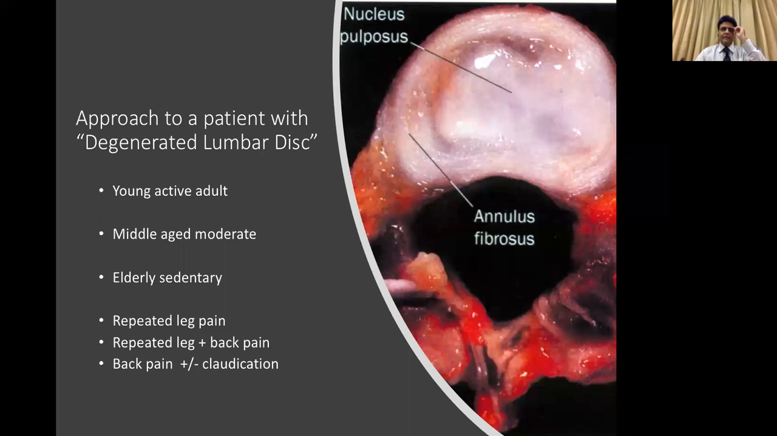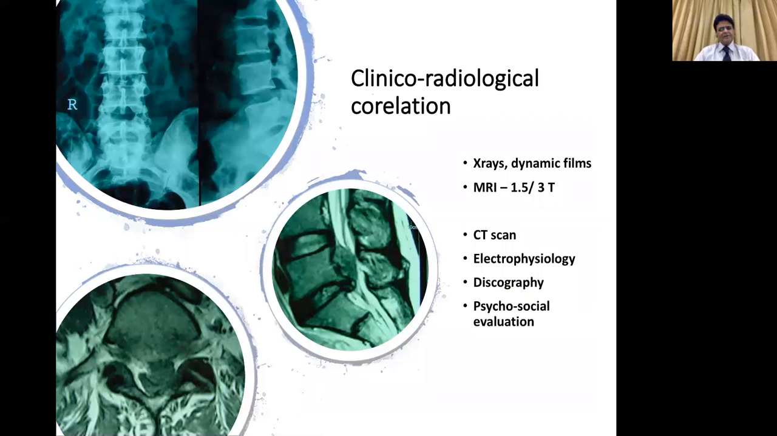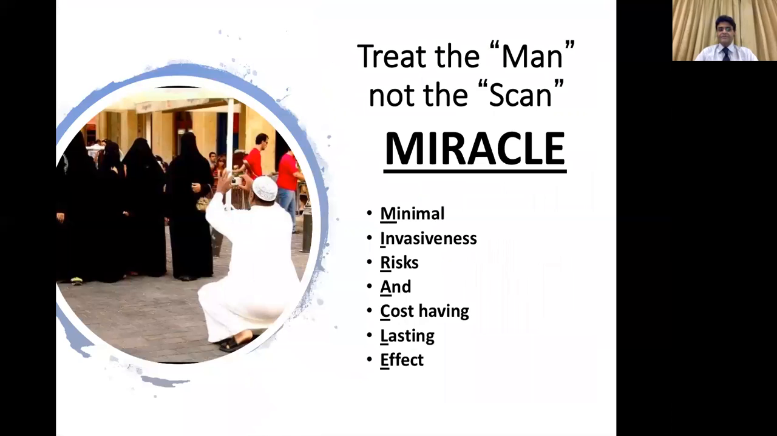Let's now look at when we give them surgery for that limited indication of patients. These patients could be young active patients who mainly have leg pain, middle-aged patients who have a combination of leg pain and back pain, or the elderly sedentary who have mainly back pain but associated with some claudication. How do you clinically and radiologically correlate them? Well, after a clinical examination, they are subjected to X-rays, flexion extension views if necessary, an MRI on a 1.5 or a 3 Tesla, a CT scan if necessary, electrophysiology, discography, and psychosocial evaluation in a limited number of patients.